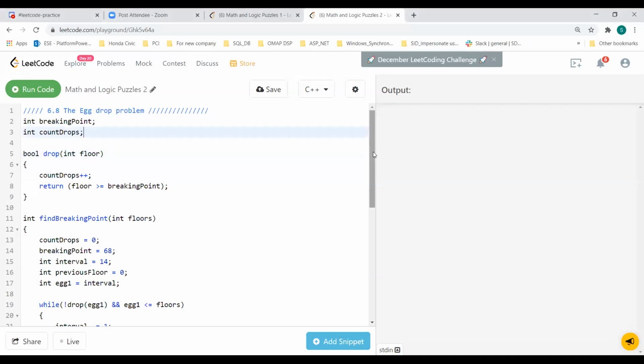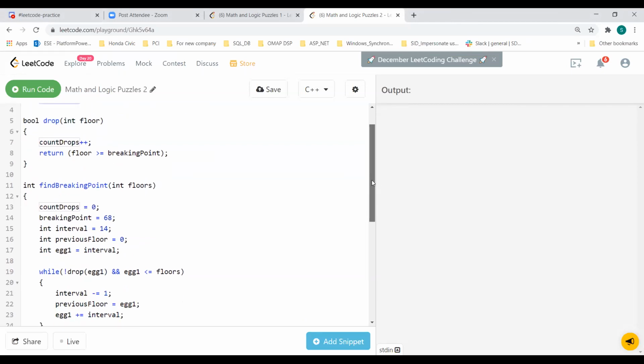Okay, so what is shown in this, we find a breaking point. In this case, this is the breaking point, and then we have to count the number of drops. So this is the breaking point function, where you pass the floors, and the breaking point now I'm setting to 68, and I'm giving an interval of 14.